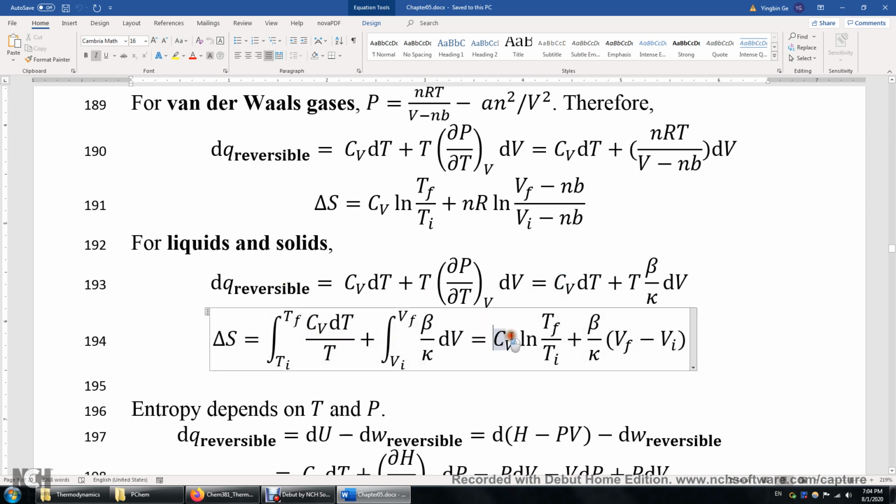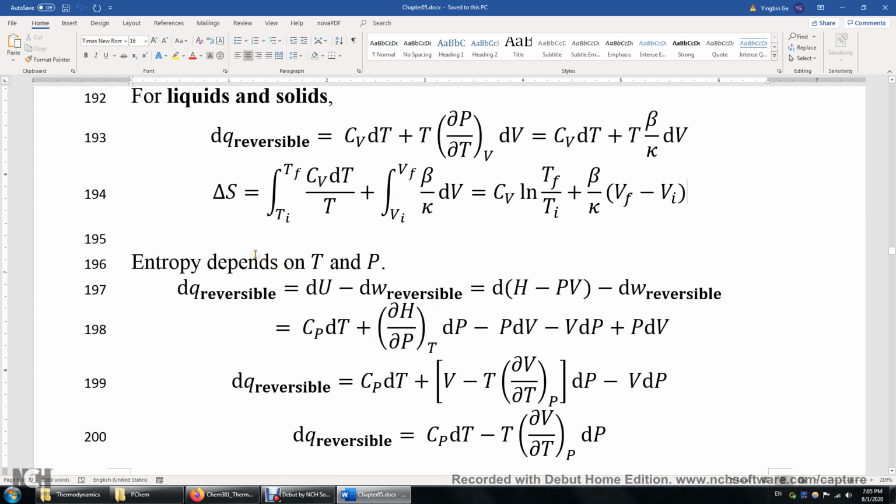So again, we have Cv times the logarithm of T final over T initial over here. But what about the second term? The second term is the integral of this over T. So T and T cancel. We'll just need to integrate this part. Now, for liquids and solids, the entropy change does depend on the volume change. But the expression is a little different. It's beta over kappa times the volume change.